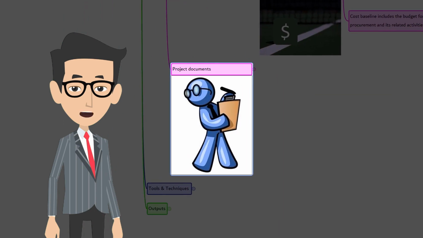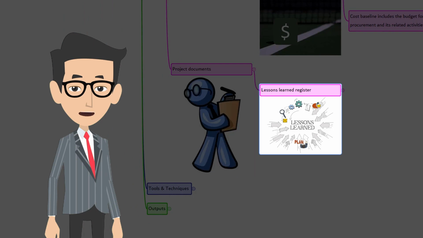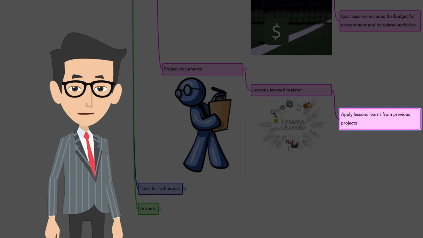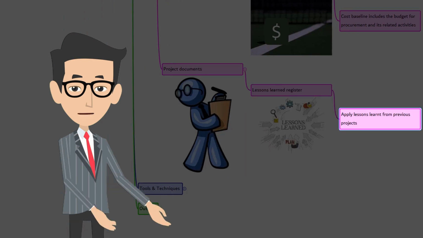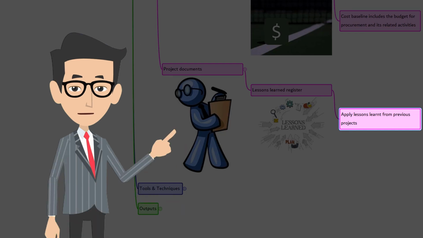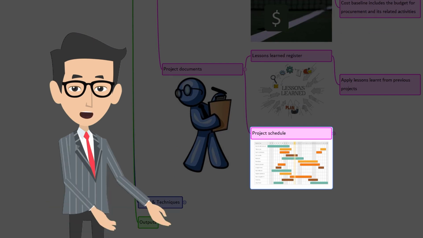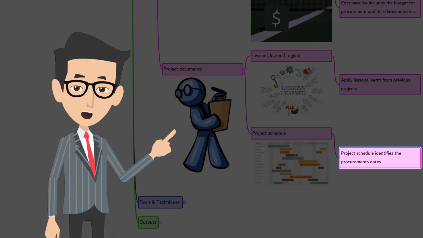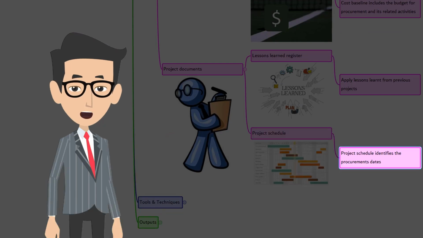The next one is project documents. There are 4 project documents that are used as inputs. First, lessons learned register. The lessons learned from previous projects with regard to conducting procurements can be applied to improve the efficiency of this process. Project schedule. The project schedule identifies the start and the end dates of the project activities, including procurement activities. It also defines when contract deliverables are due.